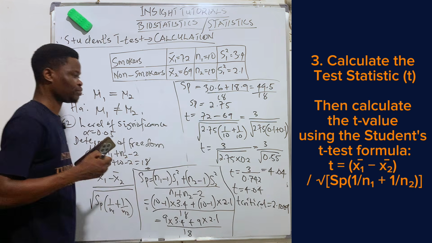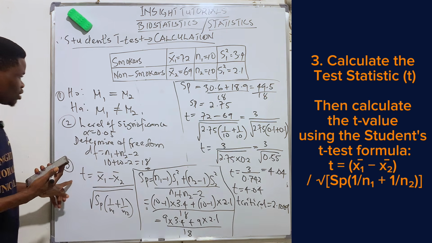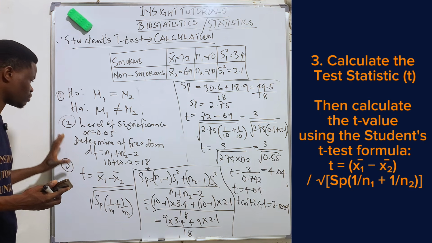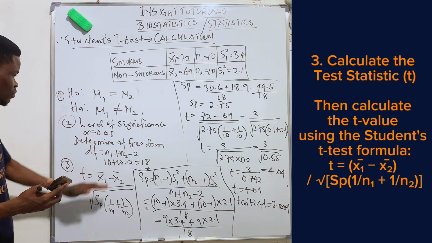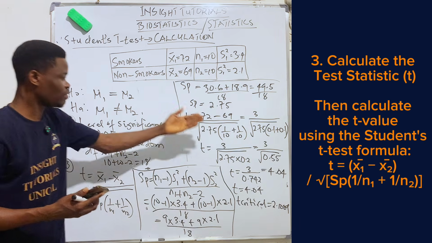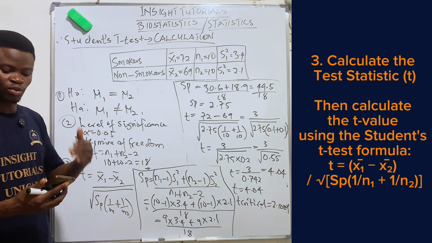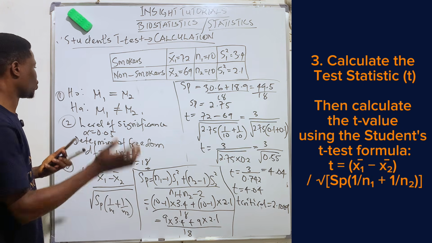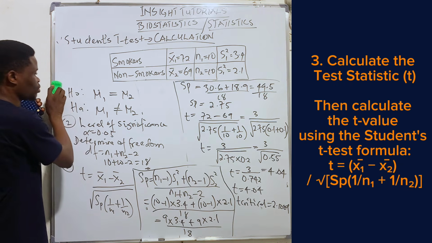2.1009. Now, we are at the third stage of the t-test. We've stated our null, we've written out our level of significance, and we determined our degree of freedom. We found the t value, and the next thing we have to do is to make a decision. Now, there's a general law that will guide us in making that decision.